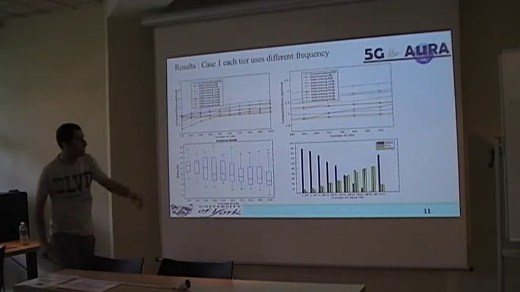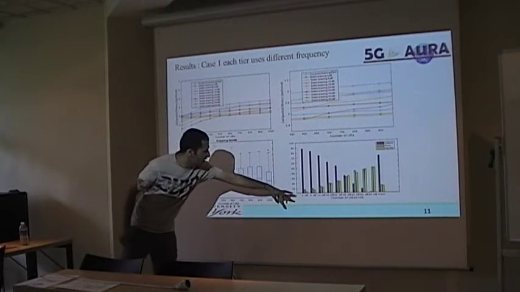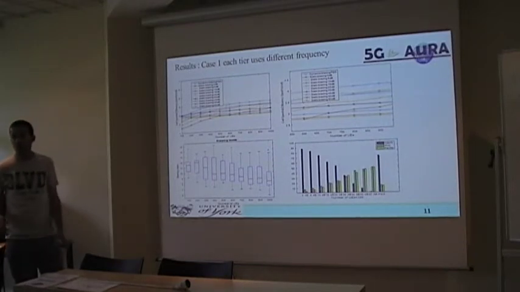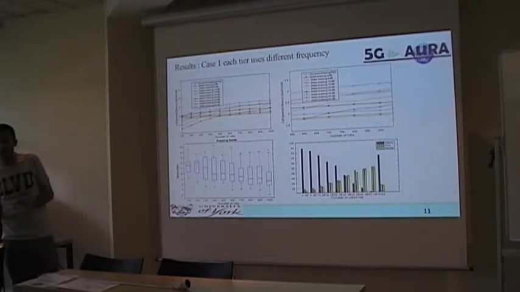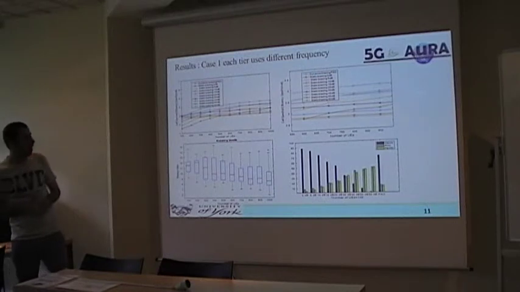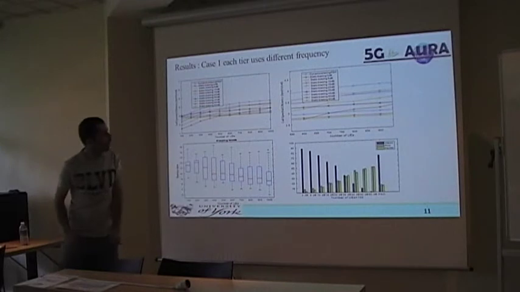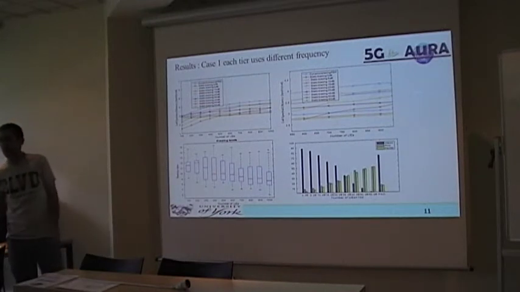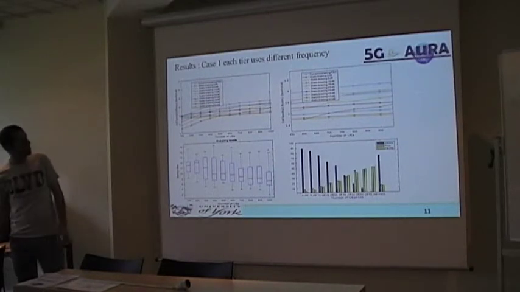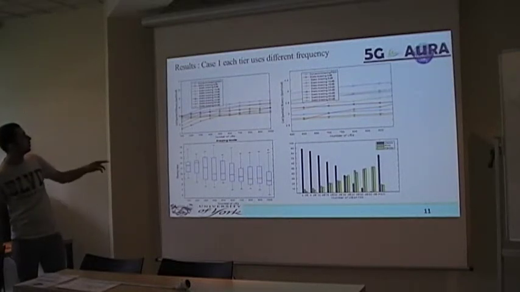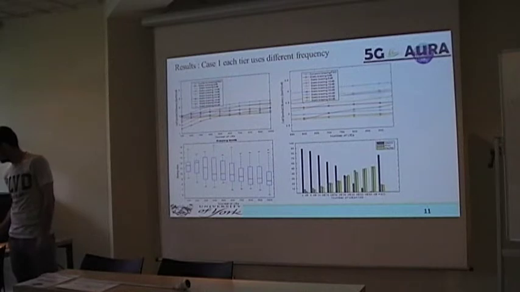As you can see, in the first case, which is 0 dB, and this is the traditional case, a lot of users are connected to the macro because it provides a higher received signal. And as we increase the biasing, the number of users that are connected to the macro decreases. And the last one is about PSO. We can see that the PSO achieves a better performance in terms of cell spectral efficiency.